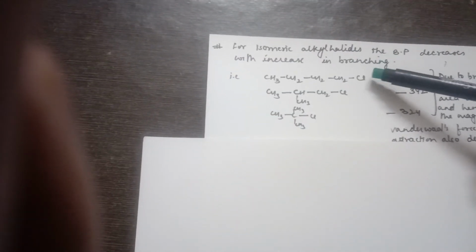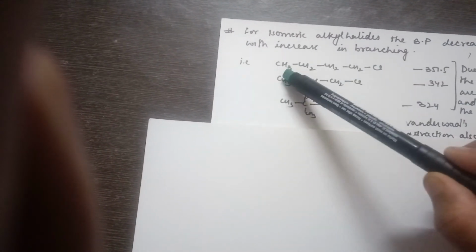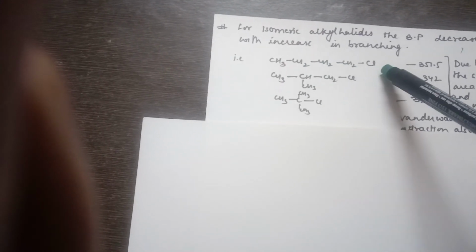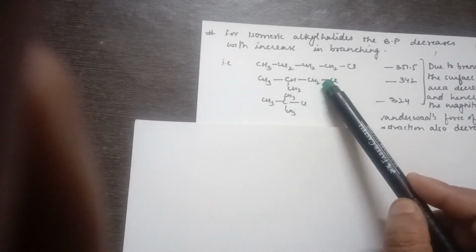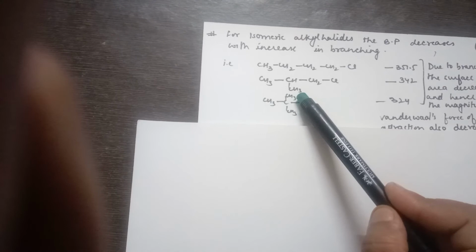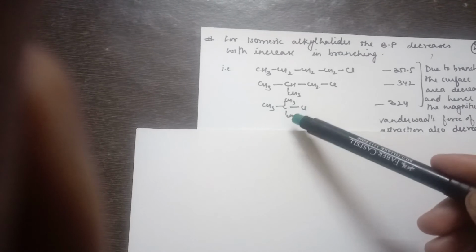Starting with the same, if I take the example of isomeric alkyl halides, this is your butyl chloride, 4 carbons. Hydrogens: 3, 4, 5, 6, 7, 8, 9. 9 hydrogens, 1 chlorine. Here also 9 hydrogens: 3, 3, 3, 9 hydrogens, 4 carbons and chlorine. These all are isomers, same molecular formula but different structures.